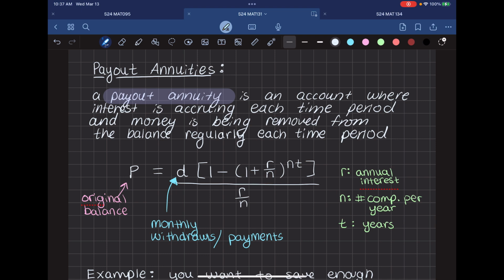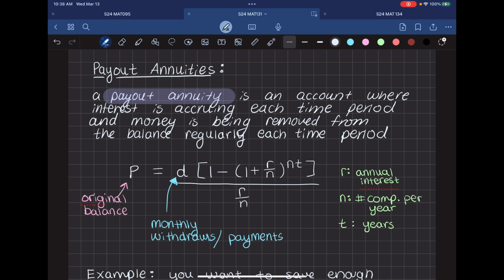You can compare this to last video for savings annuities, where the interest was increasing the balance, just like a payout annuity. But each time period you are adding to the balance as well. So a savings annuity, the interest is increasing the account balance and you are increasing the account balance by depositing money. A payout annuity, the interest is still increasing the account balance, but you are decreasing the account balance by either withdrawals or payments, or it kind of depends on the context.